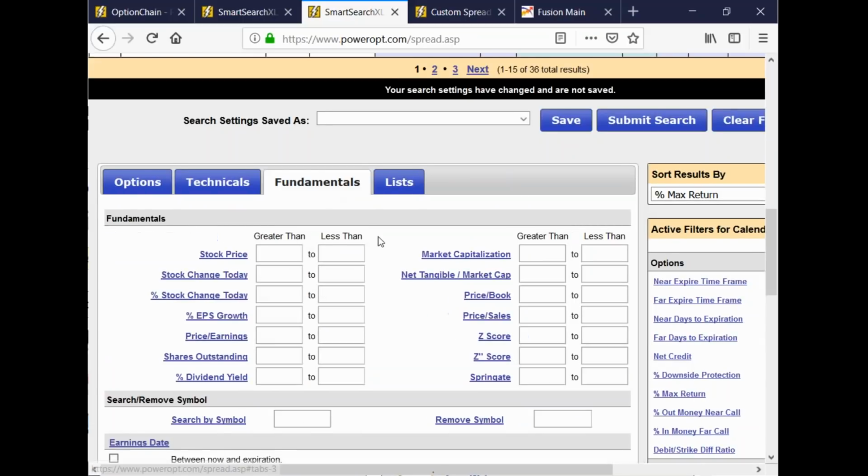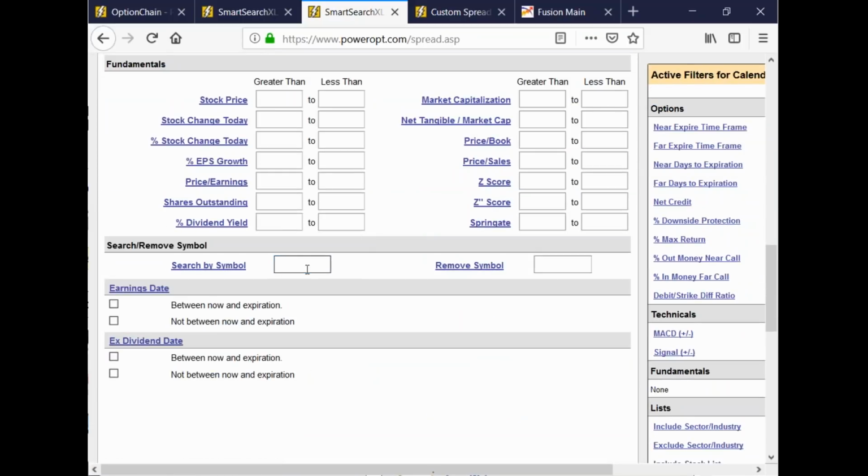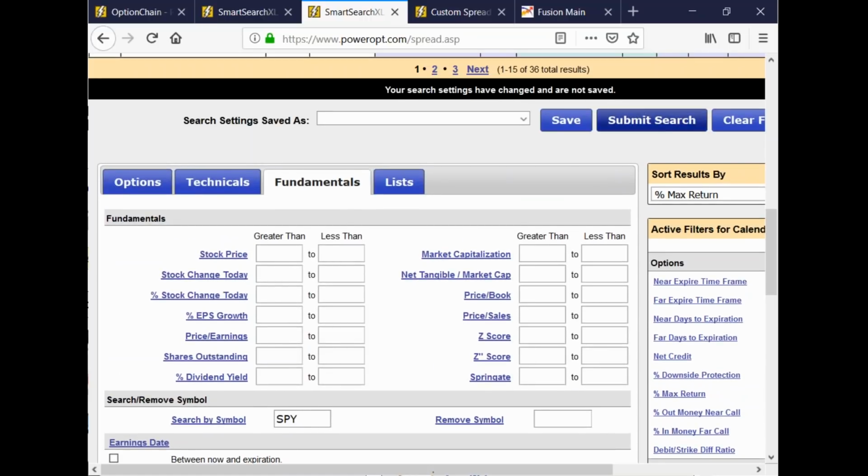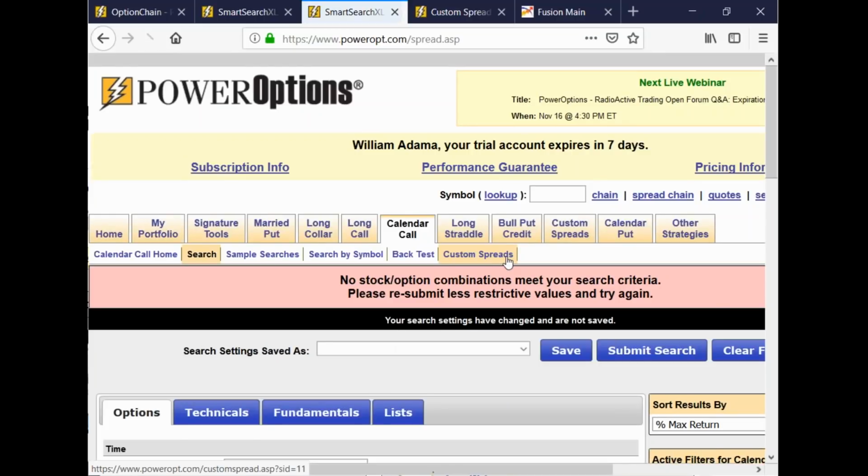Now what I want to do here is go to fundamentals. Rather than put anything in, we're just going to say SPY. We are going to get other multiples here, okay? And the reason why is because we know SPY now has Monday and Wednesday expiration cycles.